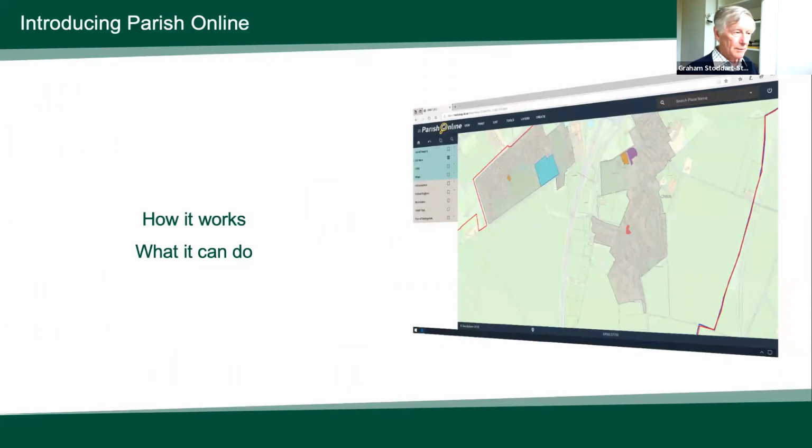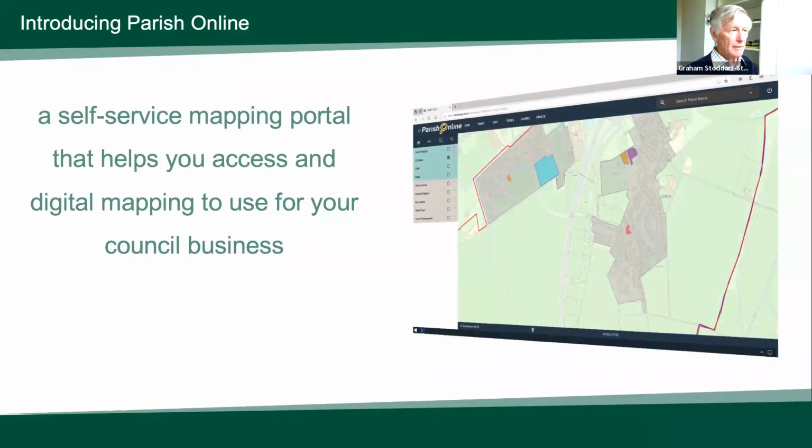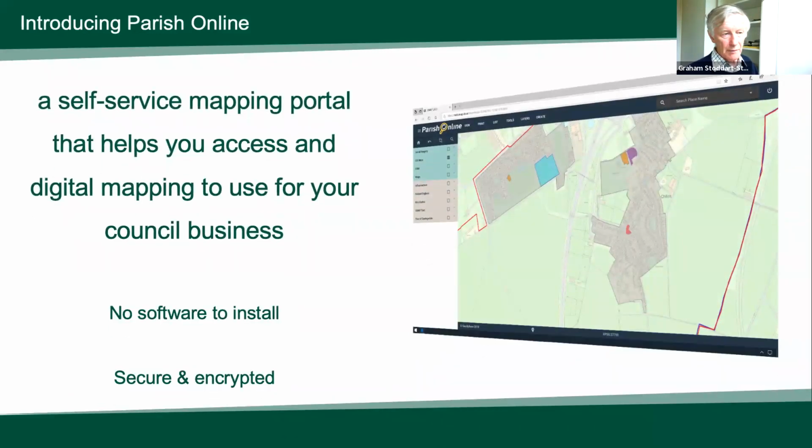All right, what can Parish Online do and how does it work? It's based upon the digital mapping of the UK by the Ordnance Survey, which is the best sort of detail you can get. We get the high definition version of what they're up to. It's a browser access system, so you don't need to download or install any software, and all the data that you see and create yourselves is safely held encrypted in the cloud.